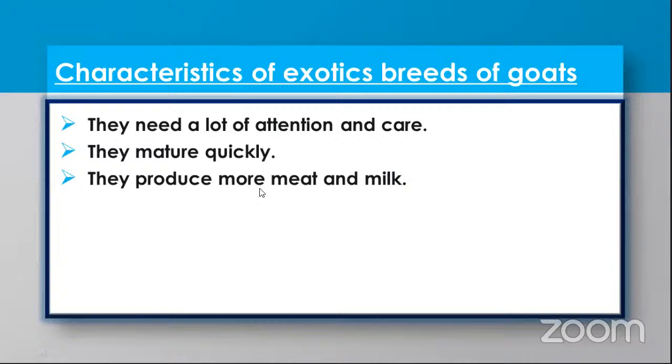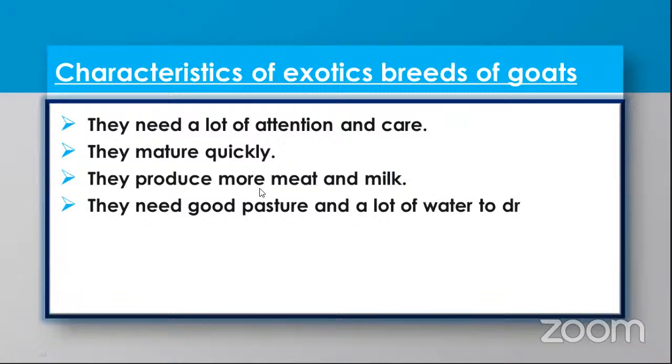The next one, we can talk about they need good pasture. What we feed them with, we call pasture. So they need good pasture and a lot of water to drink. Pasture is the feed that is given to these animals, like the grass that you give them. So for exotic breeds, they need quality pasture. They don't just eat anyhow, okay?